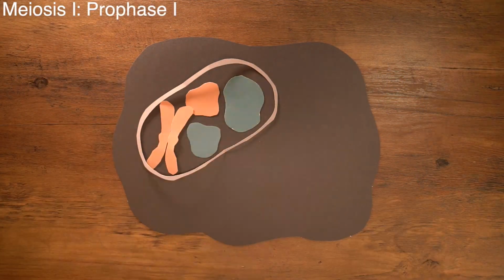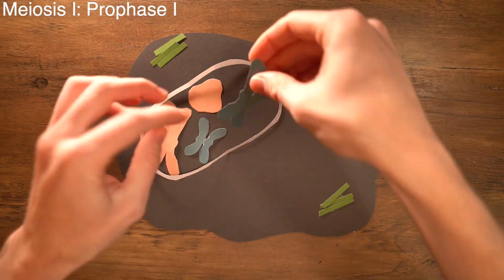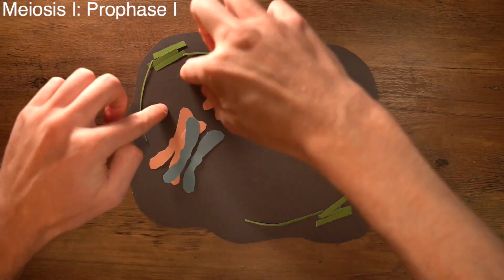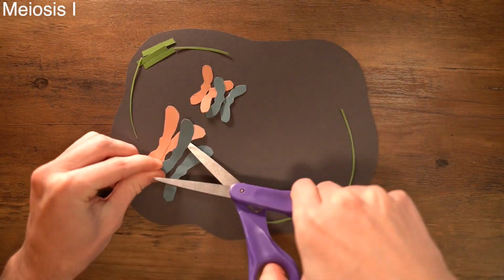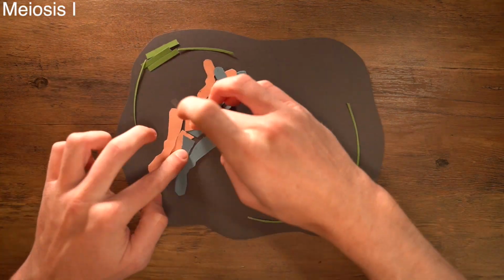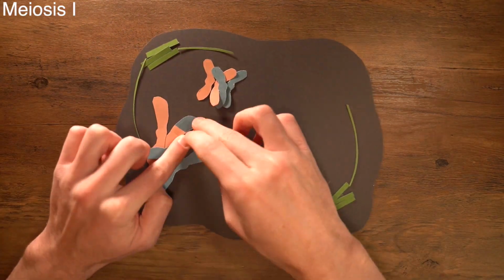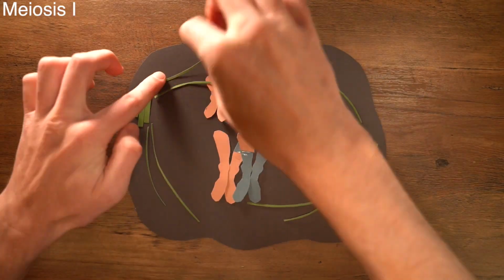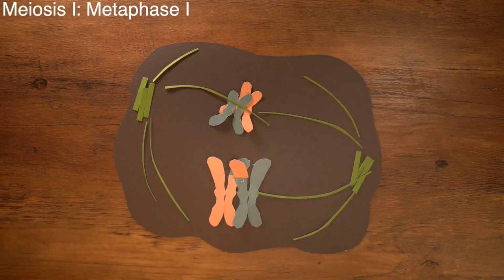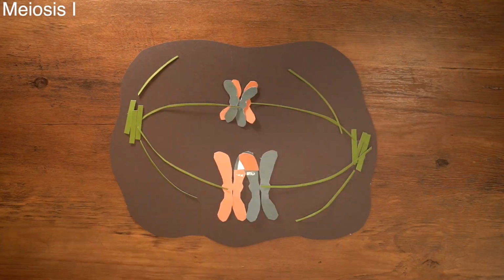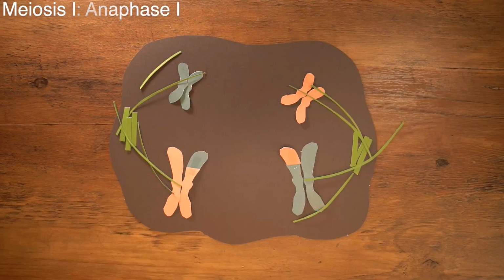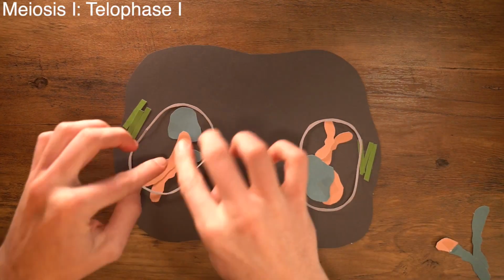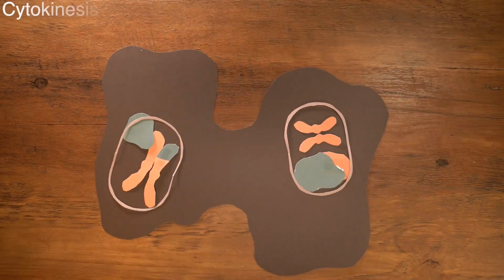In prophase 1, the chromosomes condense, the nuclear envelope breaks down, the centrosomes appear with the mitotic spindle beginning to form, and this is when crossing over occurs. Homologous chromosomes swap large segments of DNA. In metaphase 1, pairs of homologous chromosomes move towards the equator of the cell, and in anaphase 1, they are pulled towards opposite poles. In telophase 1 and cytokinesis, the chromosomes reach the opposite poles and the cytoplasm divides.